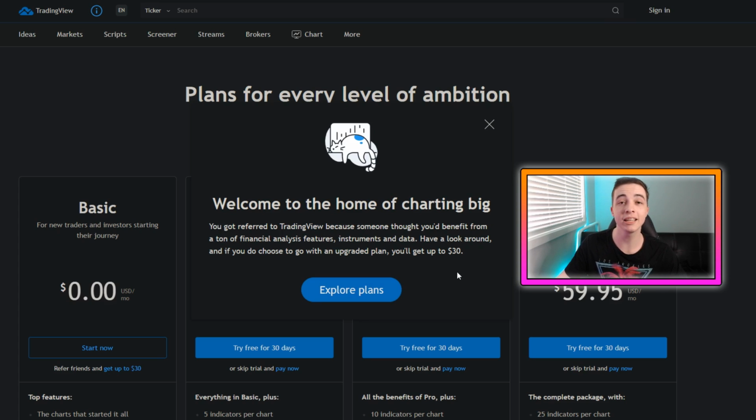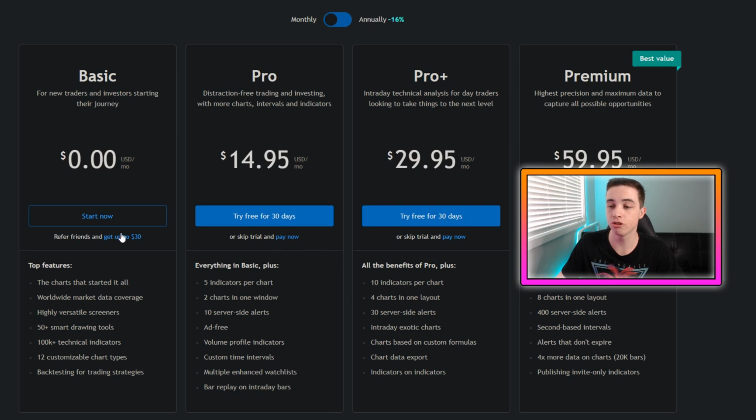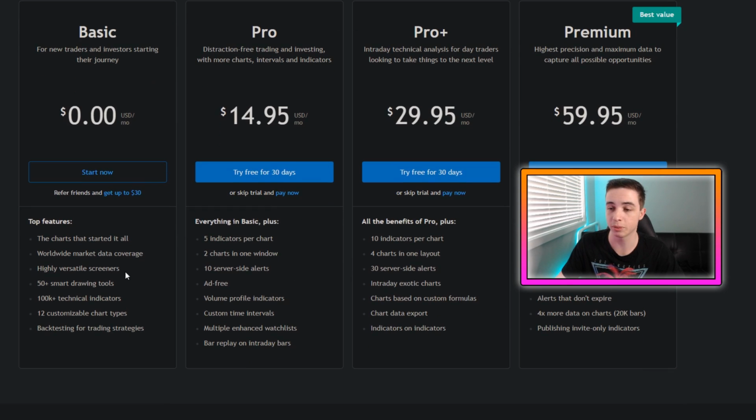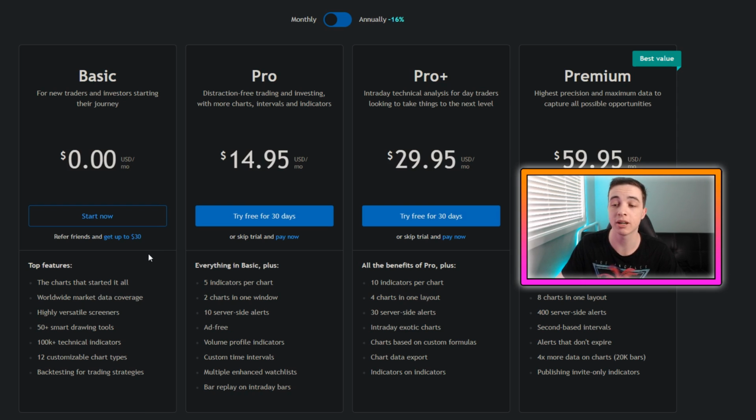But anyway, once you click that link, it'll take you to this exact page right here. So right now on your screen, you can see all of the different plans that TradingView offers. And it tells you the features and the description of each of these plans. Once again, you could just choose the basic plan, which is completely free forever. So you do not have to spend any money whatsoever.